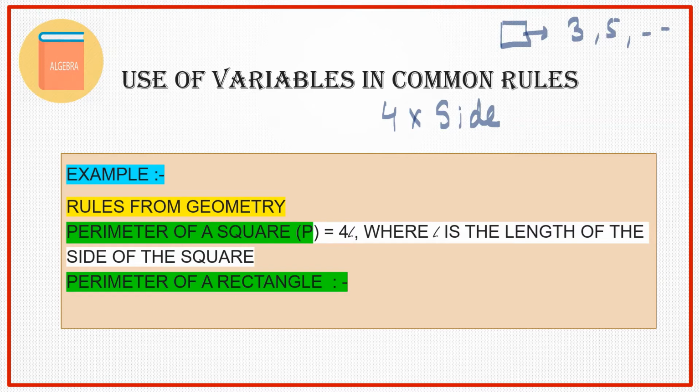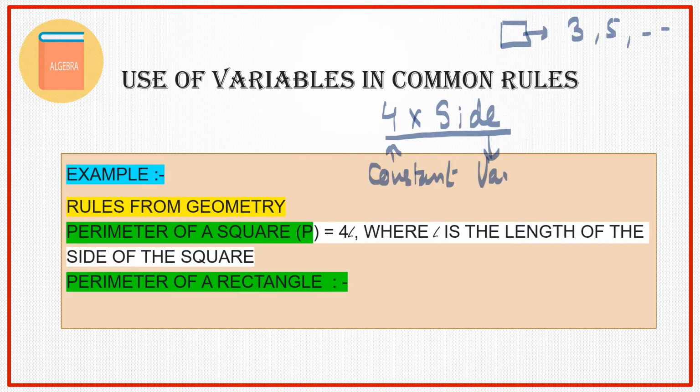So what did you do? You wrote the formula 4 into side. But with algebra, what we do is we figure out which is the constant and which is a variable. So here you clearly see that 4 is what? It's a constant, right? And side here, which is changing, which can take any dimension, is a variable.